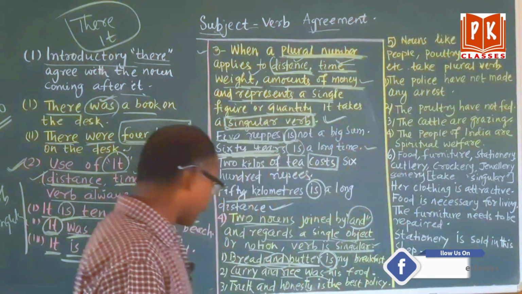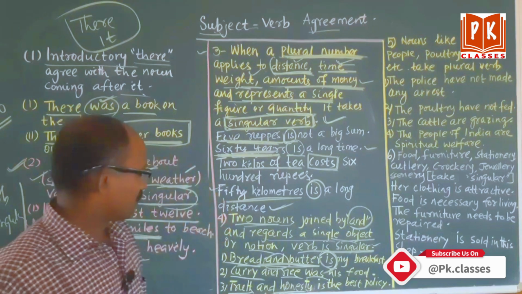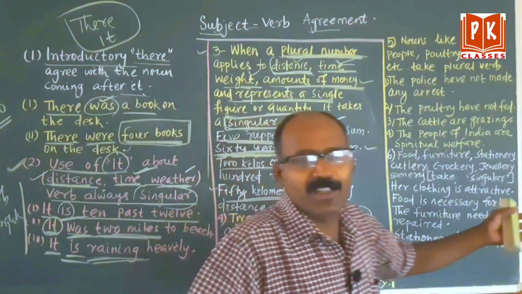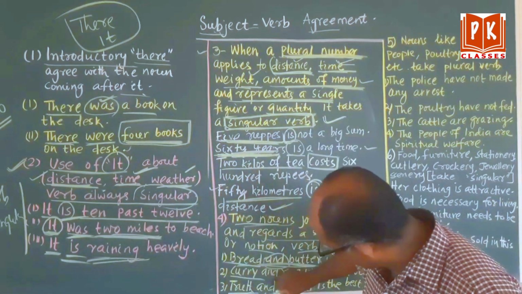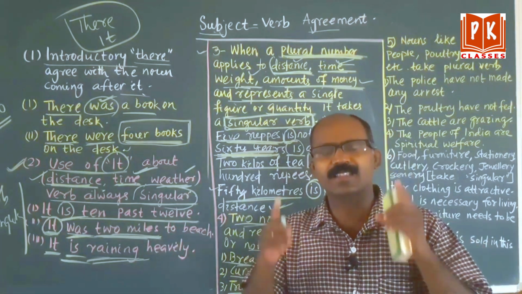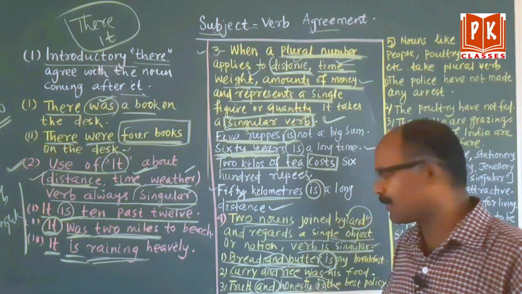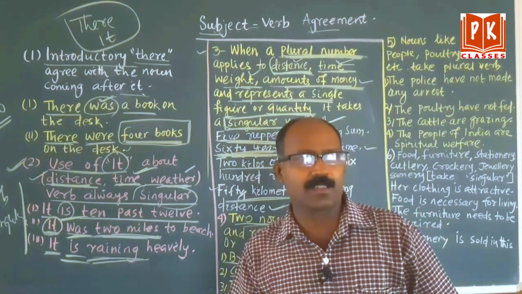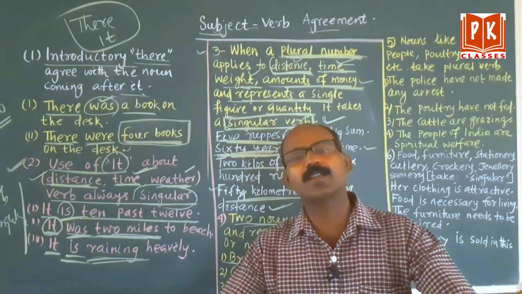Then come to here. Truth and honesty. See, truth is a different thing. Honesty is a different thing, you are thinking. But truth and honesty is joined by and. It gives one notion, one idea, the same idea. So it became: honesty is the best policy. But in the exam it will come as truth and honesty dash the best policy, is or are. Sometimes you are getting confused and you are using are.